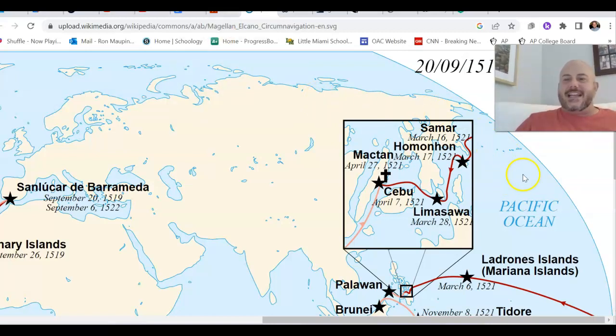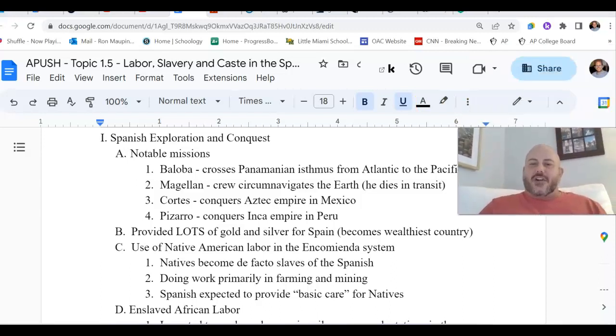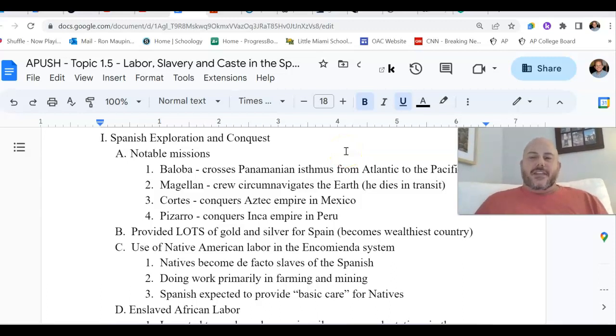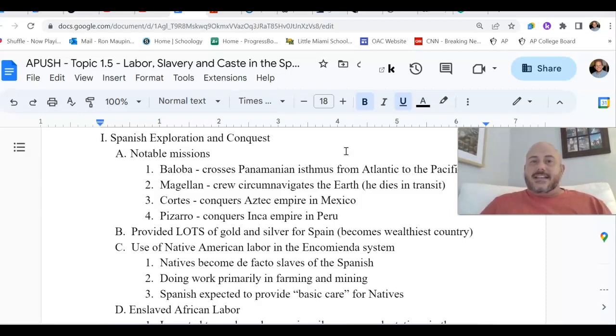And of course, you can see because of this, this is going to spark Spain being truly a global power. The first true global power will be the Spanish, starting in the 16th century. But in North America, after Christopher Columbus, probably the most famous or infamous of these explorers for the Spanish government is going to be Hernan Cortez.